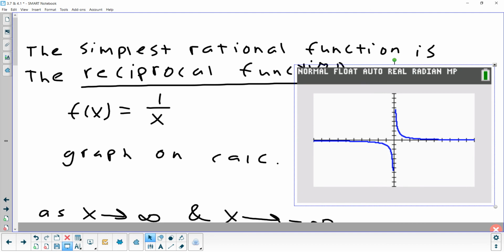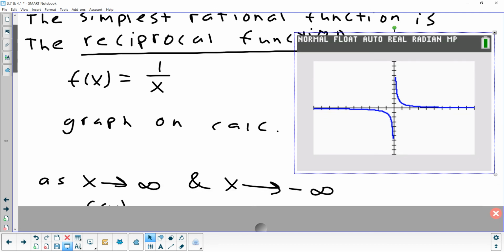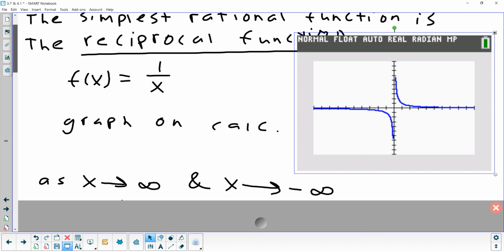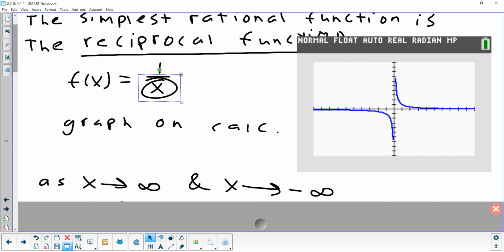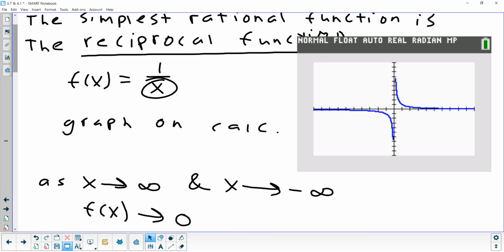What happens as x approaches infinity? What does y approach? And it's going to be the same answer as x approaches negative infinity. 0. Because think about what happens as this number gets huge. Plug in 1,000 for x. You get 1/1000th for y. Plug in 1,000,000 for x. You get 1/1,000,000th for y. So the bigger the x value you have, the closer to 0 you are approaching.